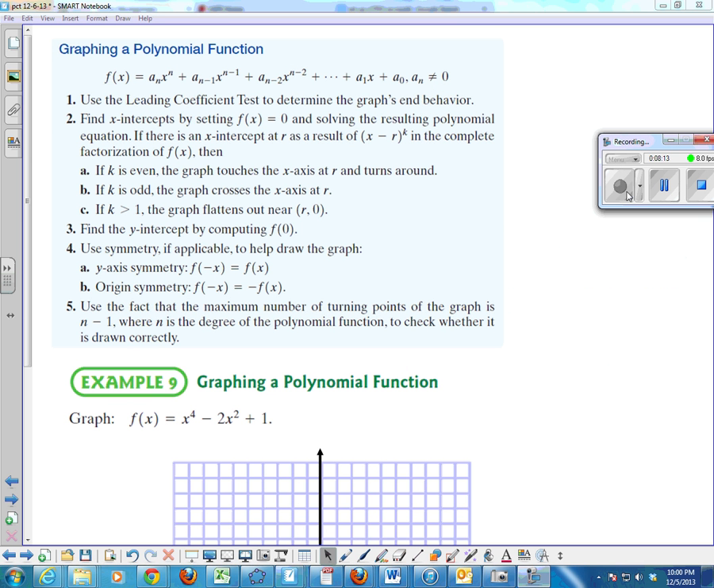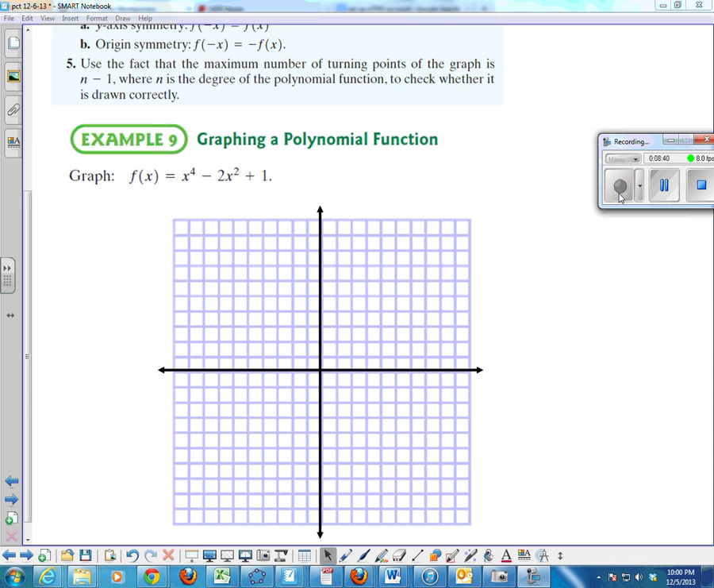Take a few minutes to read your steps to graphing a polynomial function. We have a leading coefficient test. We have finding x-intercepts. We have finding y-intercepts, considering the symmetry, and then the turning points, which also could be a vertex. I'll go through the steps to graph this one, and go ahead and pause when you need to, but do this one along with me.